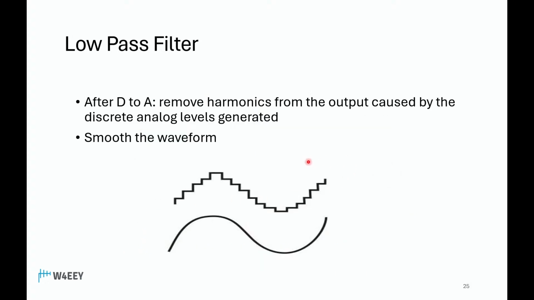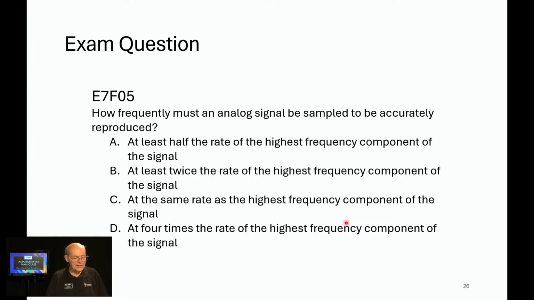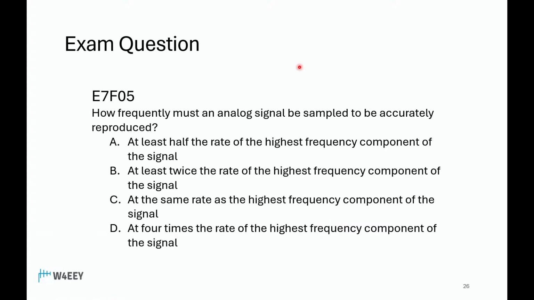And we saw this before. After digital to analog, we want to remove the harmonics and spurious outputs and smooth the waveform. Just reviewing and reinforcing. And right into some questions. Well, that's some pretty complicated stuff we touched on. Let's see if we can answer some questions.